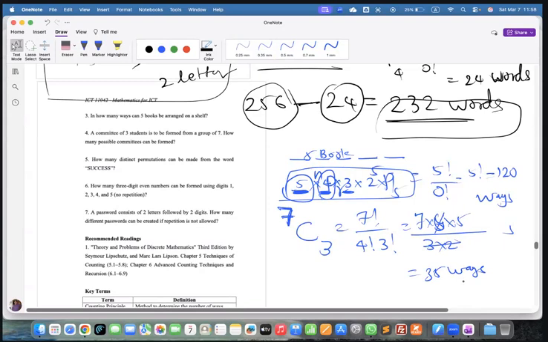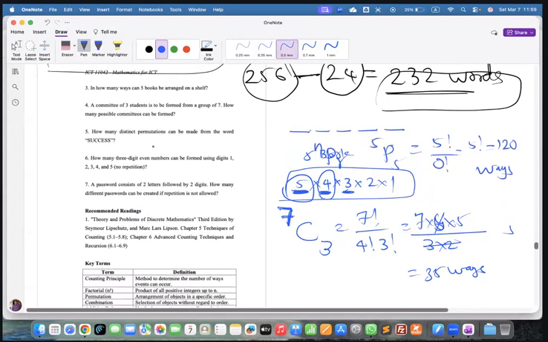Okay, now the fifth one. How many distinct permutations can be made from the word SUCCESS? Now the question is how many letters are duplicating. How many S do we have?